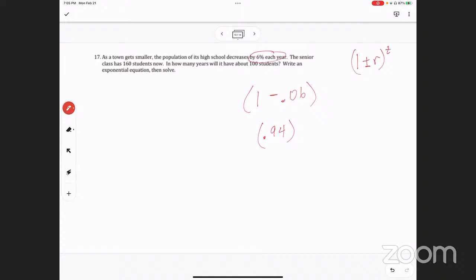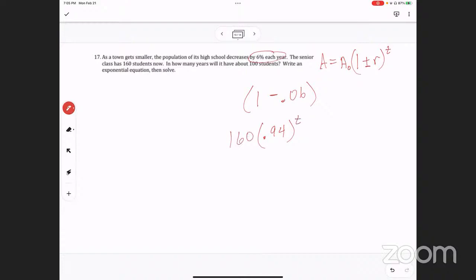And you put your principal out here, your original amount. Usually they call that a sub 0. So your amount is equal to your original amount times 1 plus or minus r, raised to the t. It would be plus if it was growth, minus if it was decay. Got it? So it says the senior class is 160 students. So that's your original amount. How many years will it take?